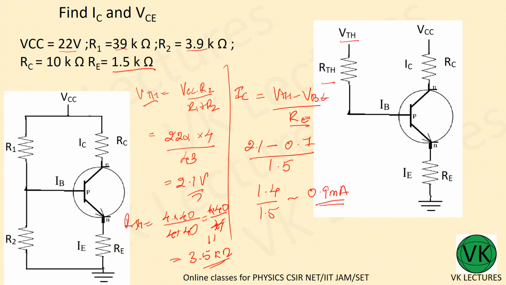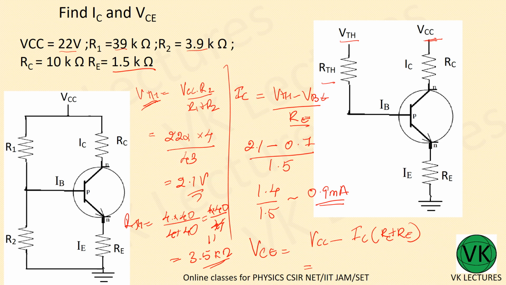Now once we got IC, what is VCE? VCE equal to VCC minus IC into RC plus RE. Now what is VCC? 22. Please don't confuse VTH and VCC. VTH is different, VCC is different. Values are different.